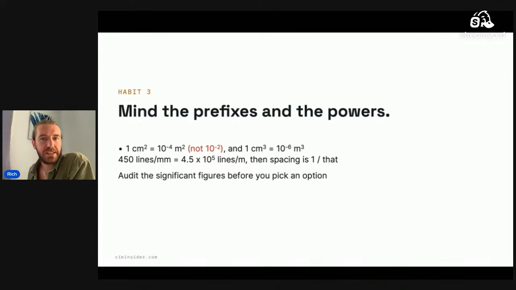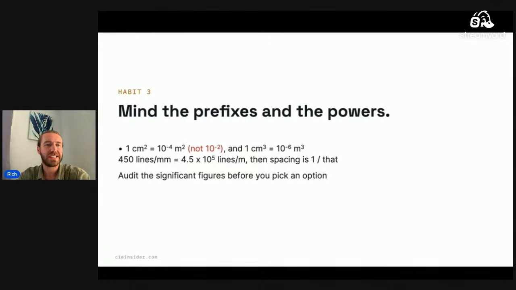Mining prefixes and powers. Okay, now there's sort of twofold here. One is just to be very clear on what the prefixes are. So milli being 10 to the minus 3, mega being 10 to the 6. We should know those. They should be quite straightforward for us, almost second nature really by now.